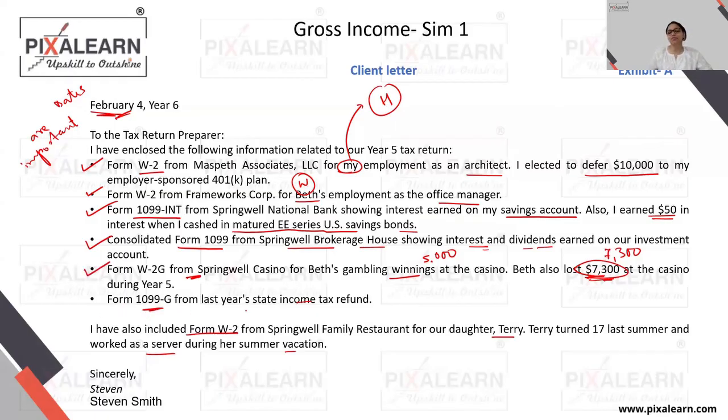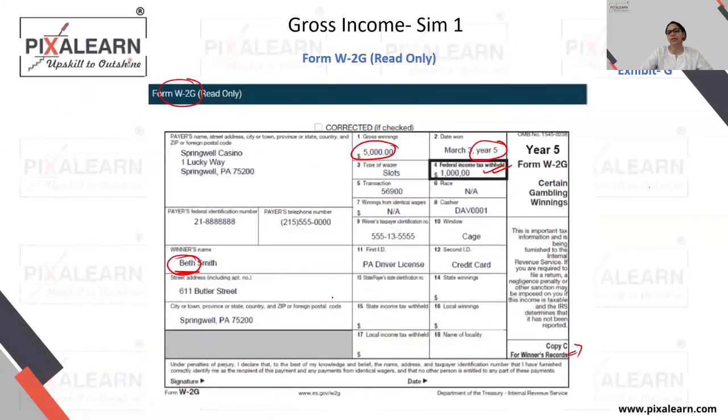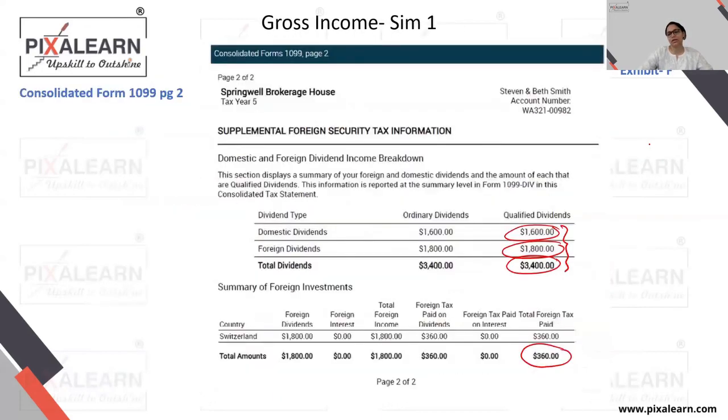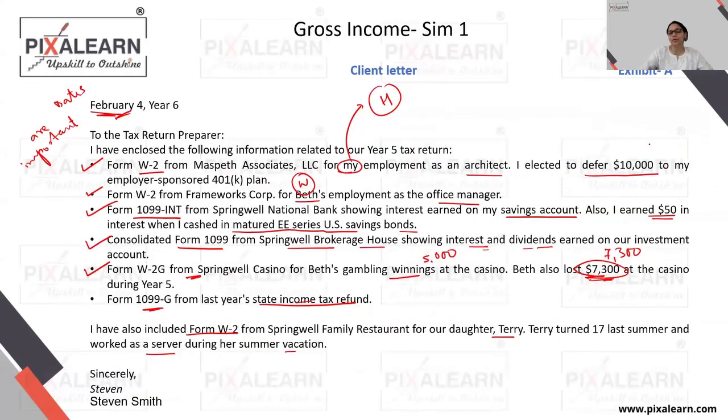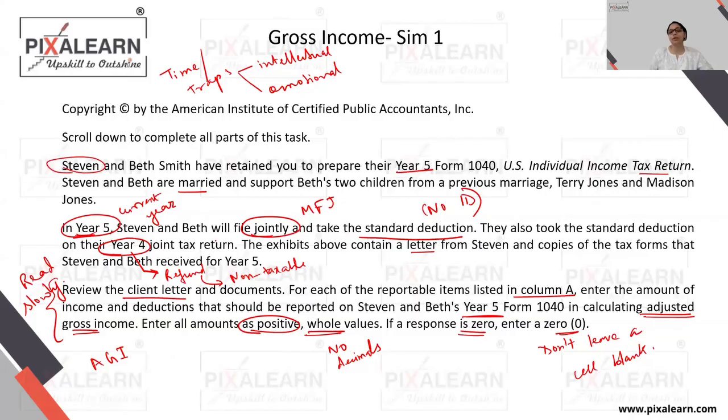Form 1099-G from last year's state income tax refund. Now, I'll just check whether my knowledge is correct or not. So I've got the $60 refund, but I know I'm not going to tax it. Tax is zero. Why? Because I did not itemize last year. If I go back and reconfirm, I have used the standard deduction for both years. Even last year, I took the standard deduction.